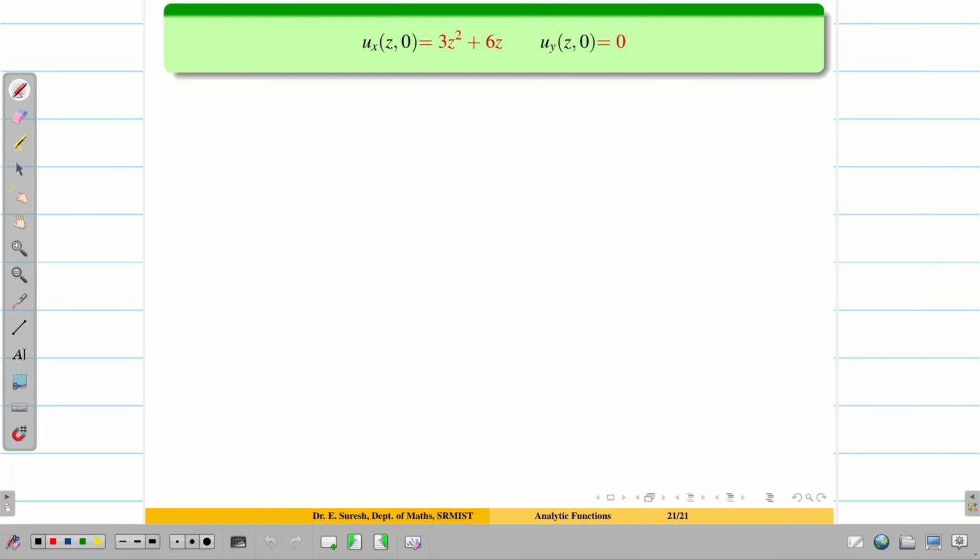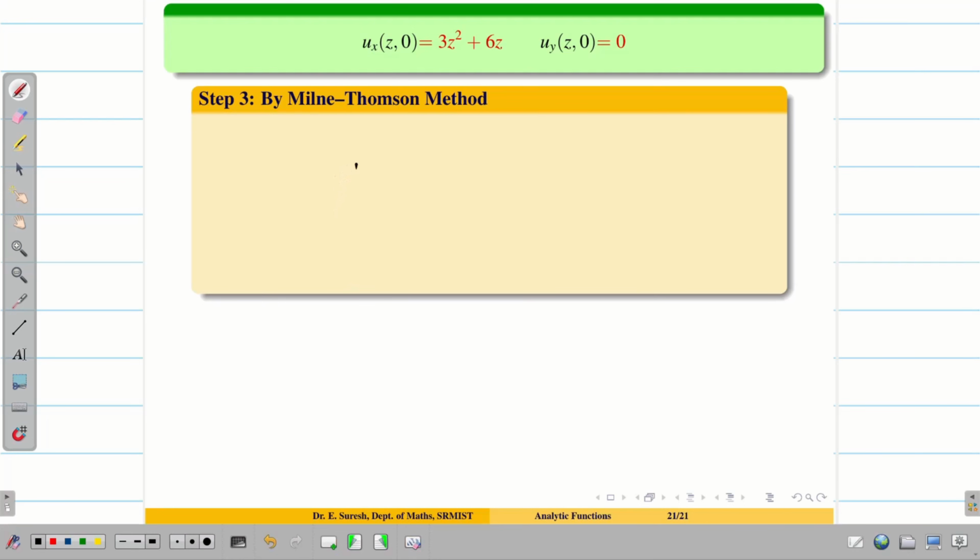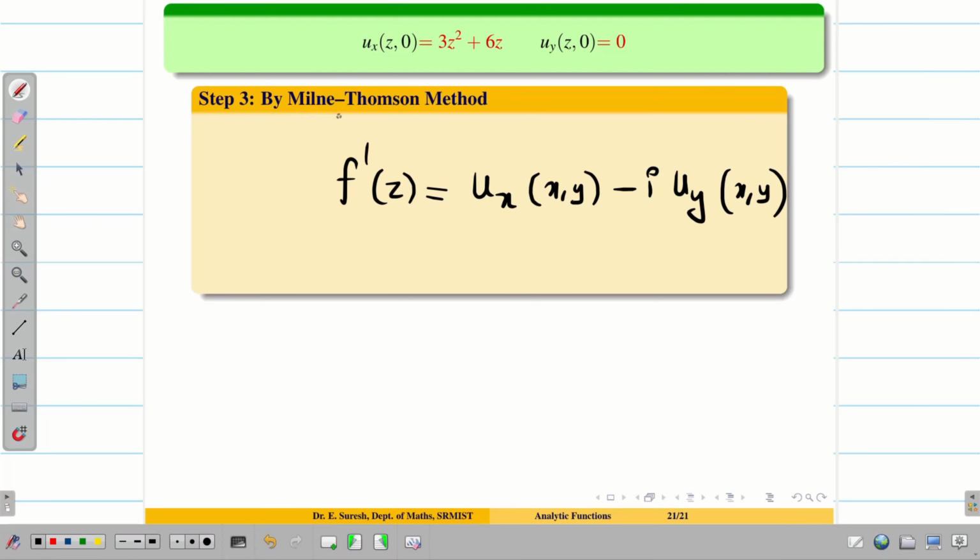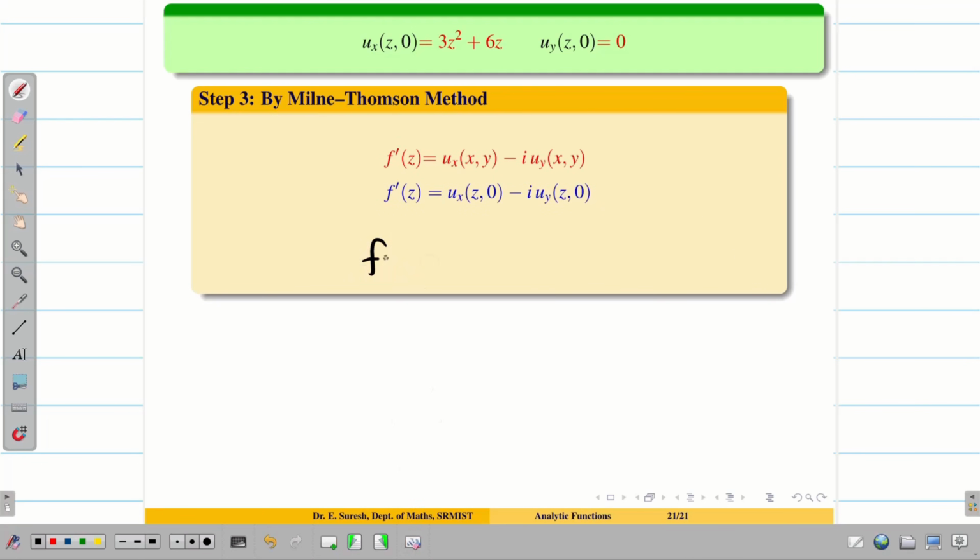Step 2 is over. Now let us keep the results ux and uy. Step 3 is applying Milne Thomson's method. We know that f dash of z is ux of x comma y minus i into uy of x comma y. By Milne Thomson's method, I am going to replace this by ux of z comma 0 and uy of z comma 0. And we know that ux of z comma 0 is 3z square plus 6z minus i into uy of z comma 0, which is 0. So we get f dash of z is 3z square plus 6z.